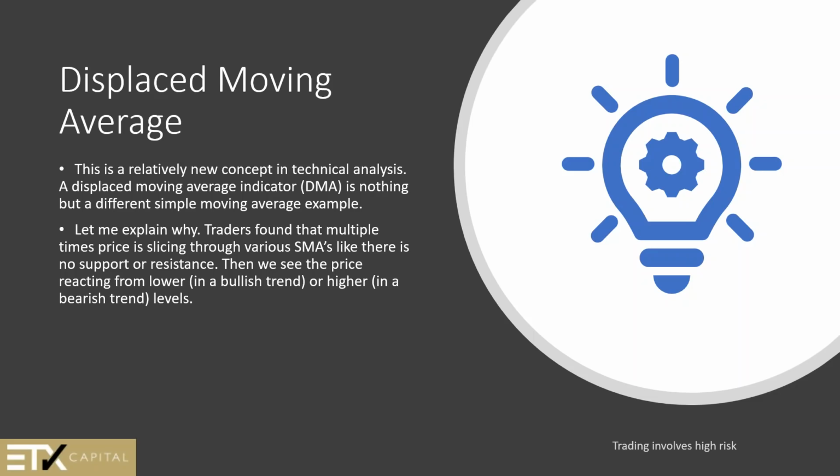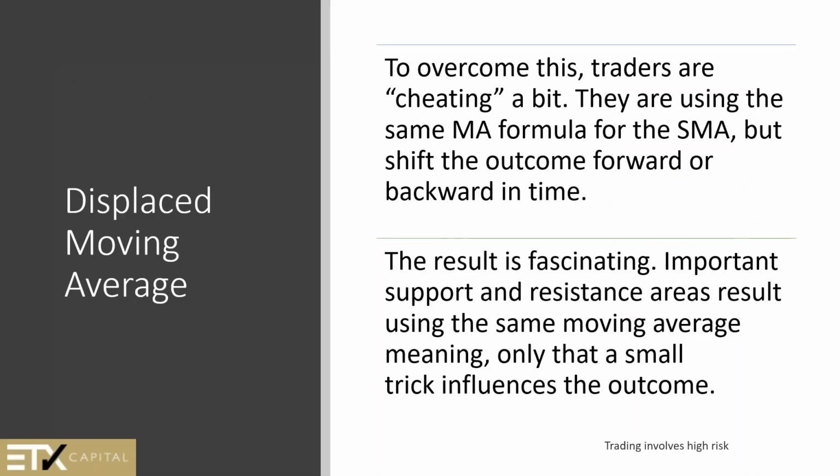So let me explain why. Traders found that multiple time frames is slicing through various SMAs like there is no resistance and support. Then we see the price reacting from lower or higher levels. So to overcome this, and this fact that it's a lagging indicator, we cheat a little bit.